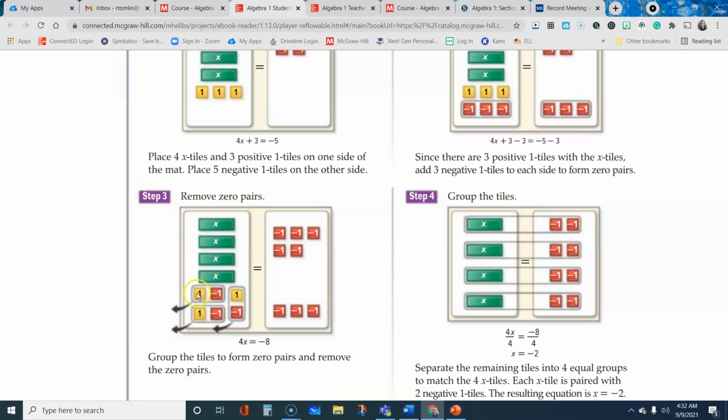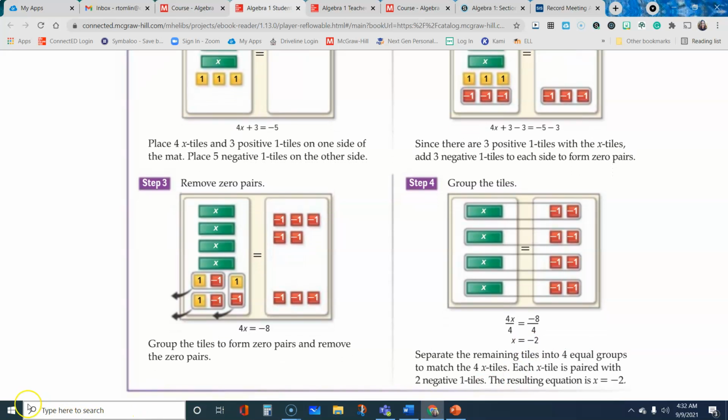We then form our zero pairs. 1 plus negative 1, 1 plus negative 1, 1 plus negative 1. We remove them. Then we need to regroup. Now we have a negative 8 on this side. So our next step, we have 4x equals negative 8. We're going to group our tiles, our 4 x's. Then we have our negative 8. We're going to separate it into 4 groups. That shows dividing by 4 on both sides. So each x pairs up with a negative 2, which means x is equal to negative 2.